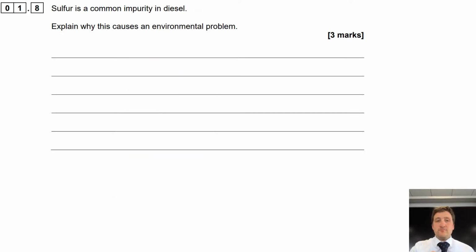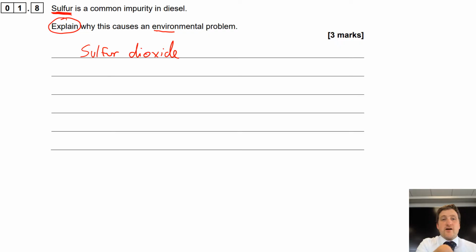Okay? Right, sulfur is a common impurity in diesel. Again, this is our next one. We've talked about nitrogen oxides, we've talked about particulates, we've talked about carbon monoxide. Now we're going to talk about sulfur. And again, the sulfur pollutant is sulfur dioxide, which it doesn't say in the question. It means we're going to be making sulfur dioxide. But it says explain. Again, explain why this causes environmental. Environmental is the world around us, not necessarily us as humans specifically.